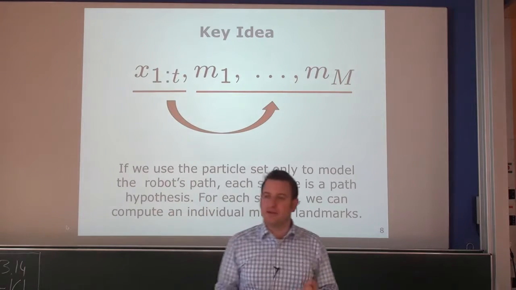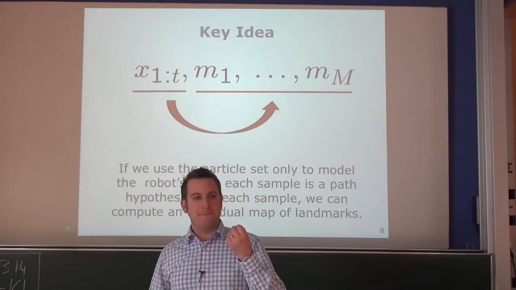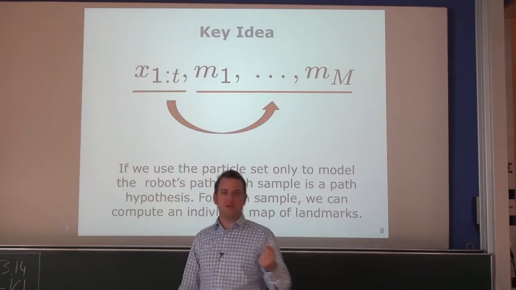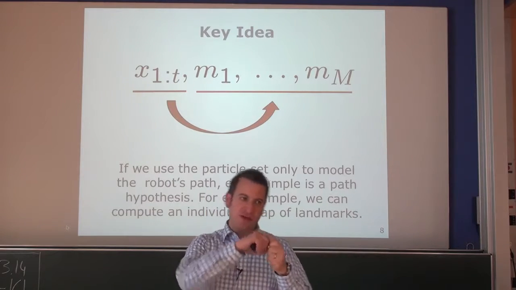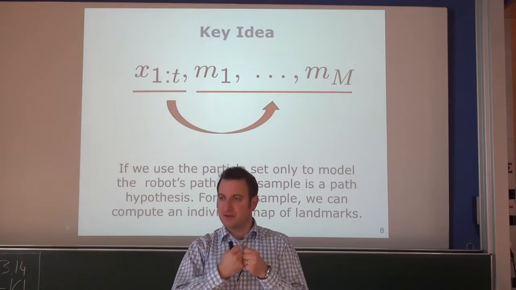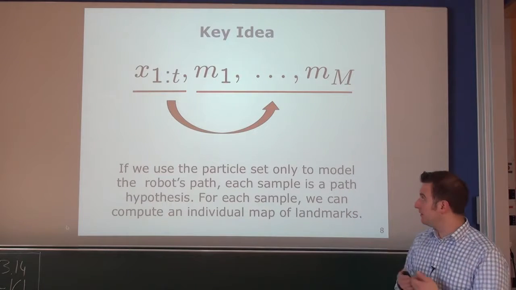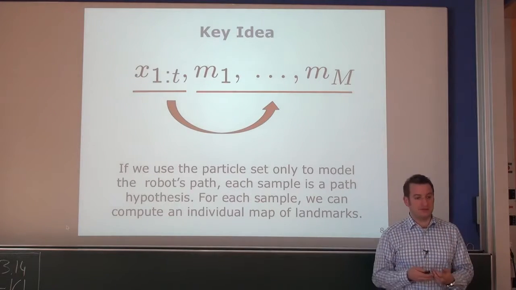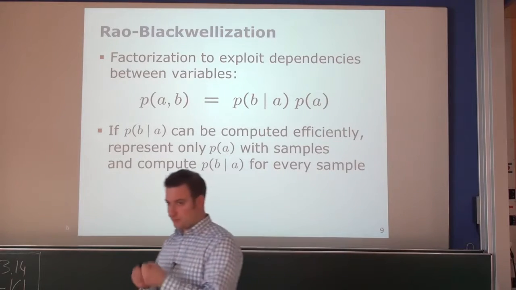So compared to localization, where I maintained a single x, y, theta location for every sample, I now have a trajectory, and to every trajectory there is attached a map. And this map is a result of that trajectory. And that's exactly what the so-called Rao-Blackwellized particle filter is doing. And this technique is called Rao-Blackwellization.